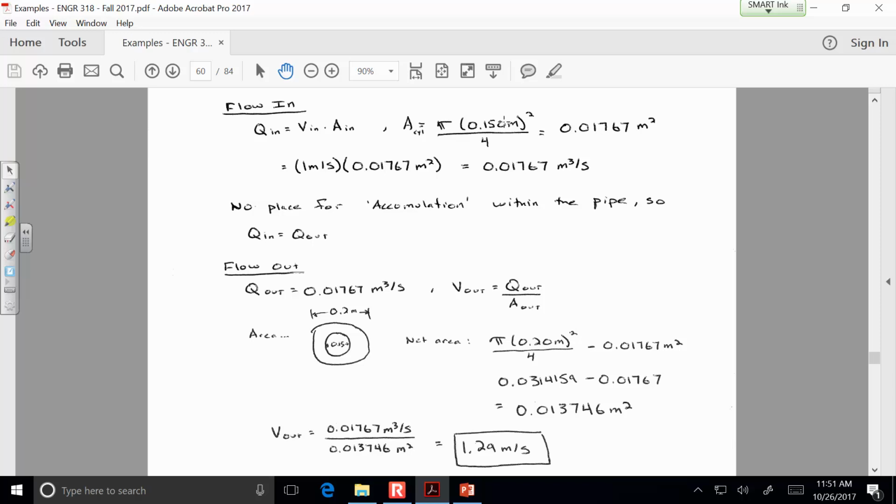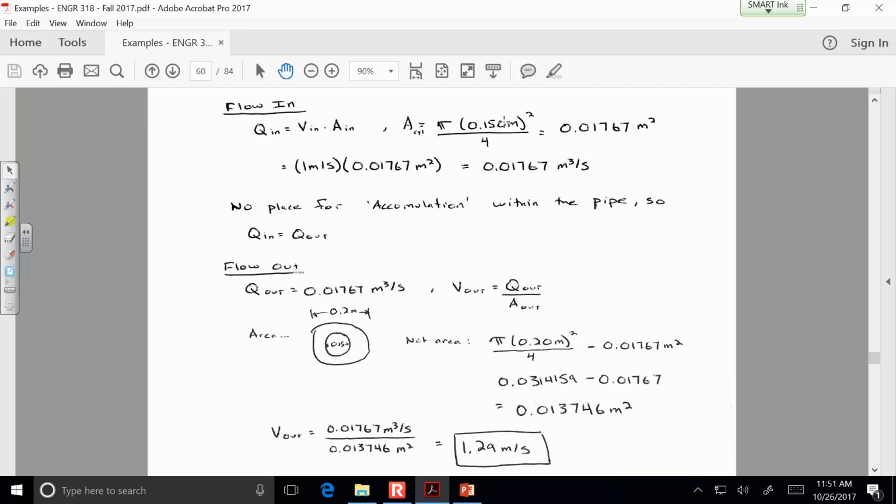And so if I want to know the velocity out, it would be Q divided by A that gives me the velocity. Now the trick here is using the right area. It's not going to be the overall area of the tube, because the water can't flow upward through this falling cylinder.